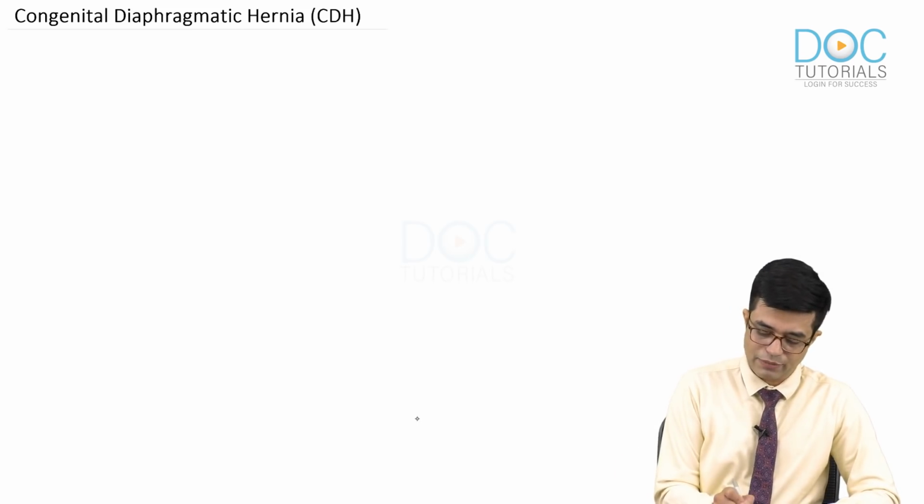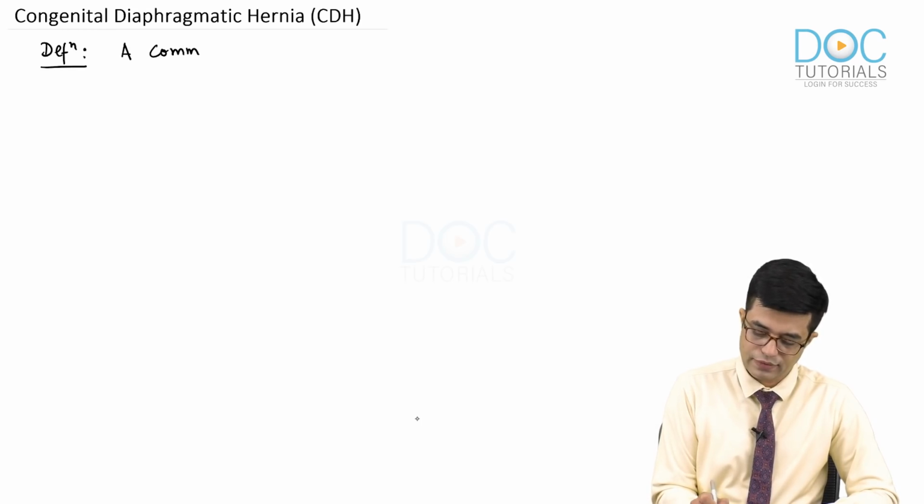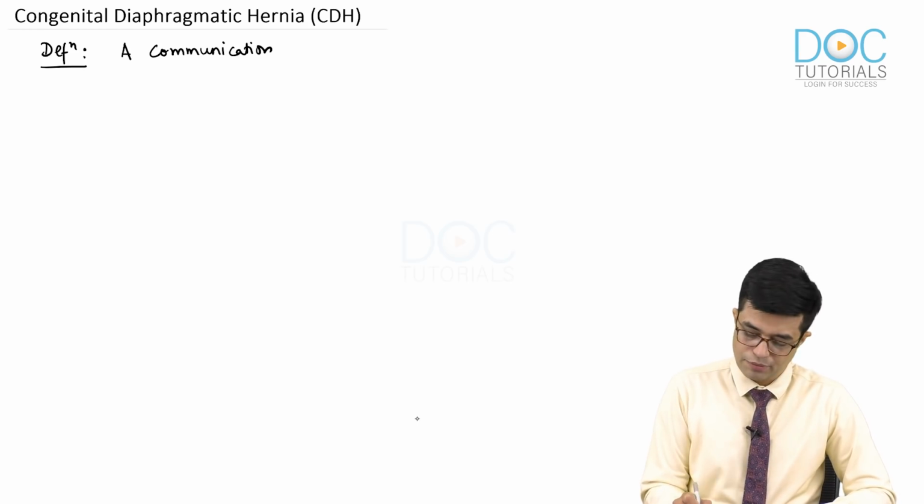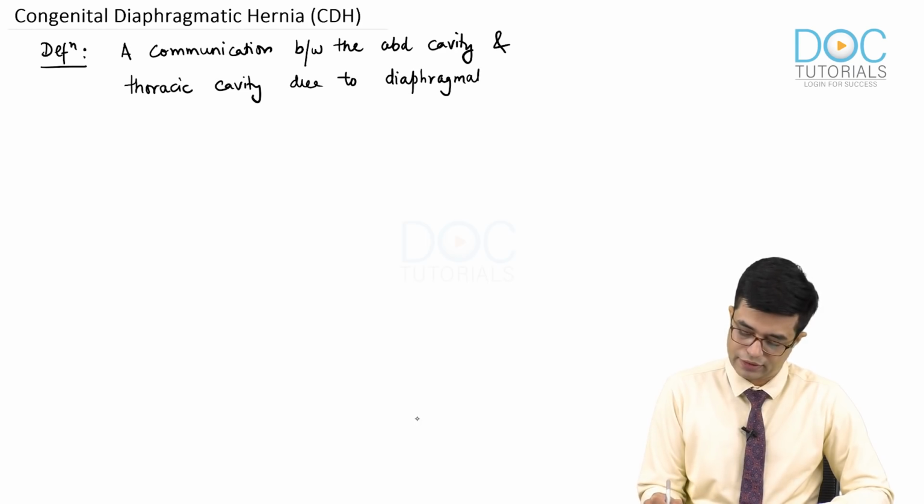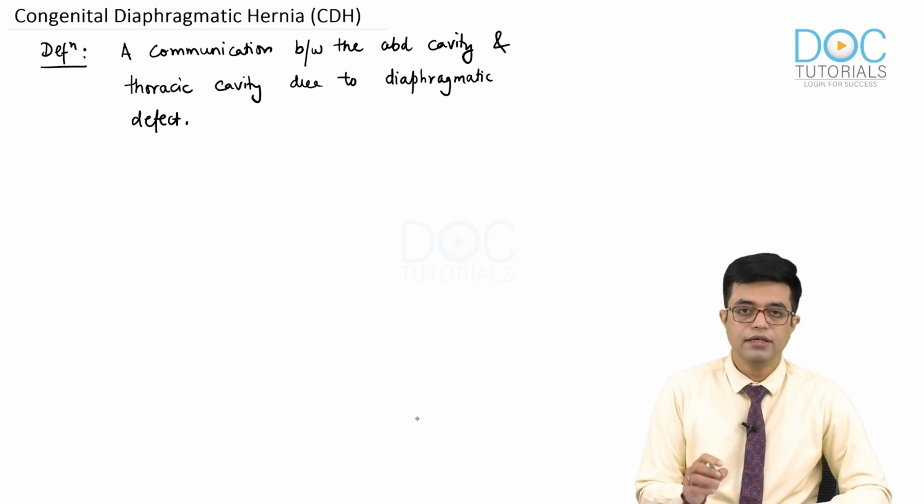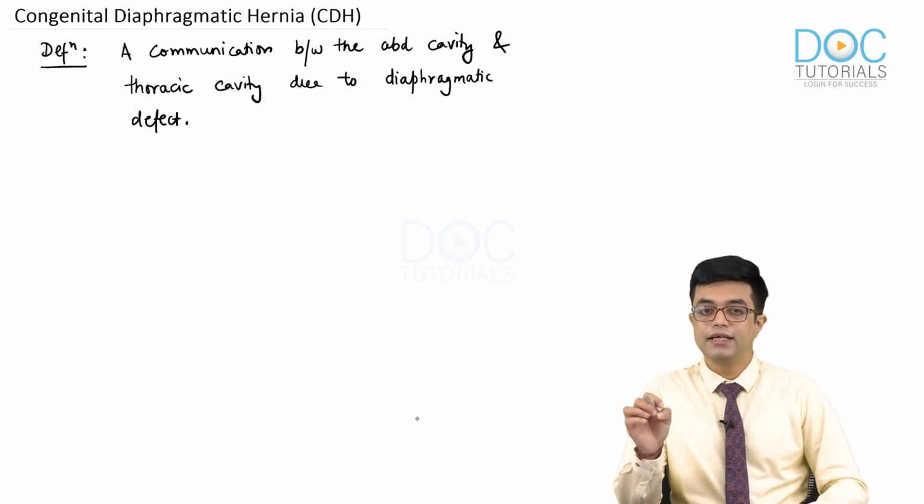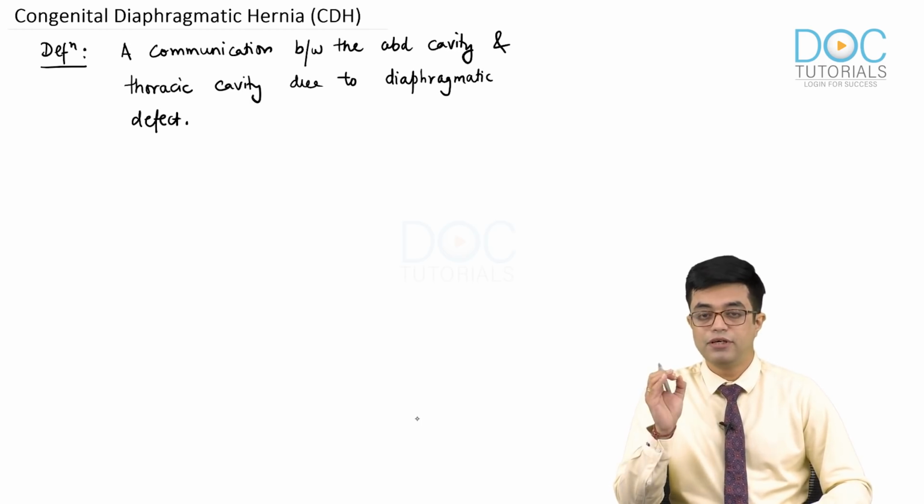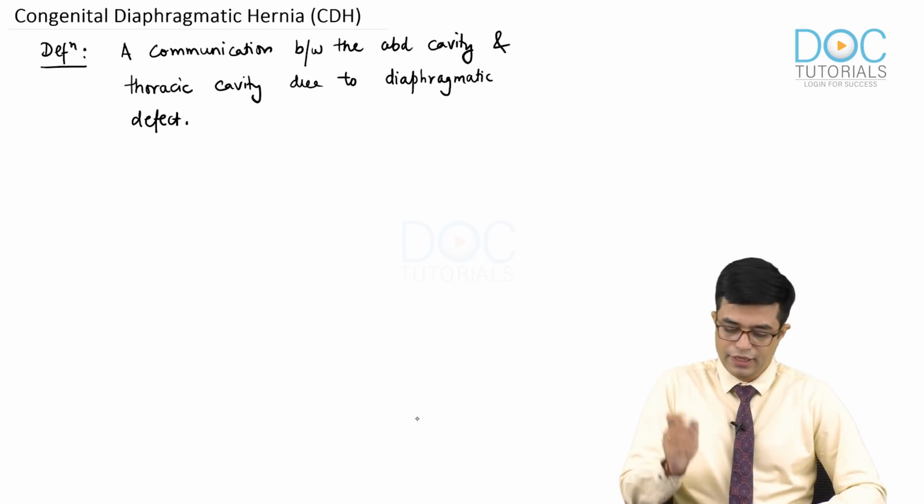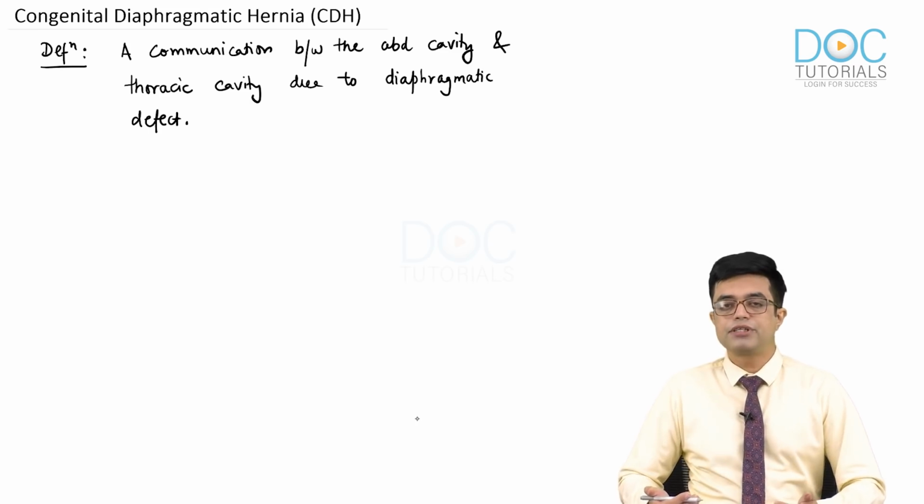So what is congenital diaphragmatic hernia? What is the definition? It is a communication between the abdominal cavity and the thoracic cavity due to a diaphragmatic defect. Although the name is hernia, Nelson 21st edition very clearly says the actual herniation of abdominal contents into the thorax may or may not happen when you diagnose the condition. Right? So there are multiple types of diaphragmatic hernia which can be seen.